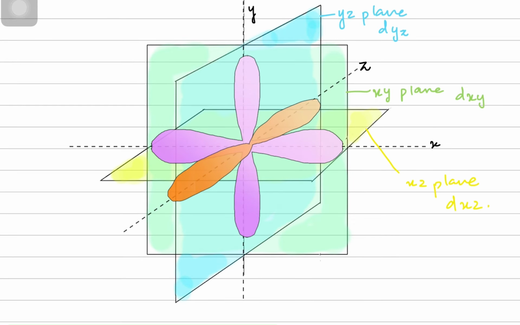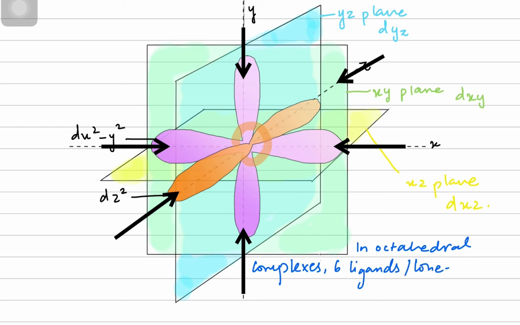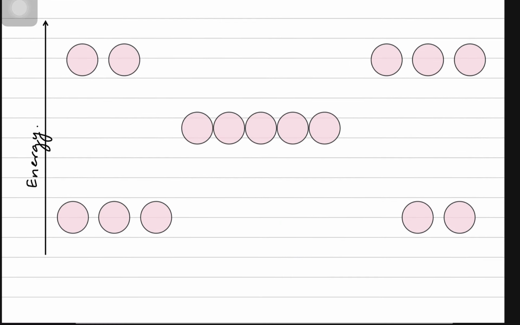The other two orbitals, which are more concerning for us here, are the four lobes of dx square minus y square and dz square, along with obviously the donut present on the dz square. Why are these orbitals important? Because these orbitals are present on the axis. And in an octahedral complex, the ligands are coming from on the axis, not below or between the axes. So in an octahedral complex, all six ligands and their lone pairs come from all six directions along x, y, z.